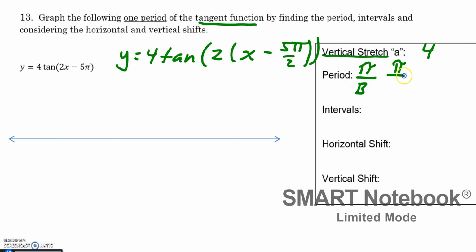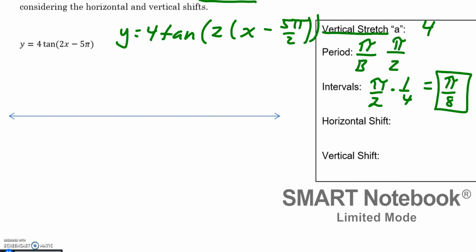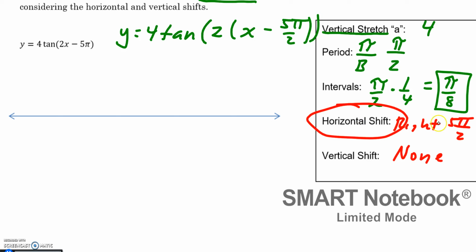So the period is pi over 2, which means that the intervals are pi over 2 divided by 4, which is the same as multiplying by 1/4. So it looks like you're consistently going up or down by pi over 8. It has a horizontal shift. We're going to the right 5 pi over 2, but it does not have a vertical shift. And it doesn't even have a reflecting over the x-axis, so it's going to be a positive tangent function. So remember, for tangent, you would like to start with the horizontal shift.